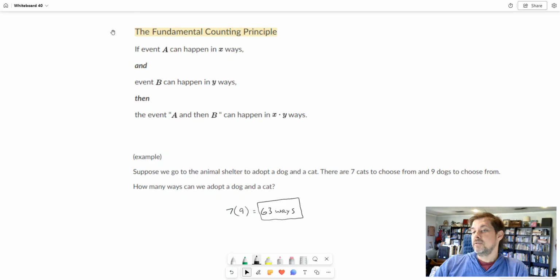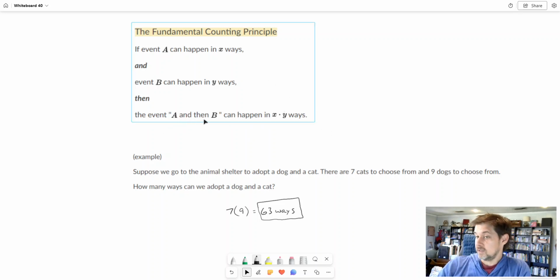Now I want to use this on a bigger problem. This will generalize to more than 2 events. What if we were going to adopt a dog and a cat and then a reptile or something? I don't know if they have reptiles at animal shelters, but we could just do X times Y times Z, for however many ways any one event can happen. If you want to figure out how many ways A and then B and then C and then D can happen, you just multiply the individual ways. So we'll generalize this if there are more than 2 events.